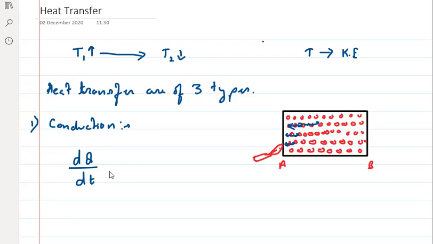Now let's try to think, because obviously it is the fundamental process, on what factors this rate of heat transfer will depend. Suppose we have 100 degrees centigrade over here and 20 degrees centigrade here in case 1, and in case 2 we have 150 degrees centigrade and 10 degrees centigrade. In which case would the rate of heat transfer be more? Intuitively, think about it.